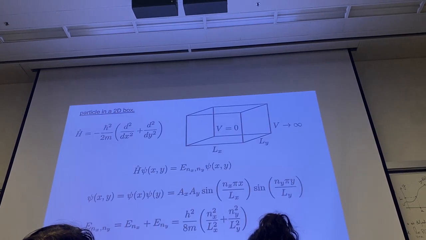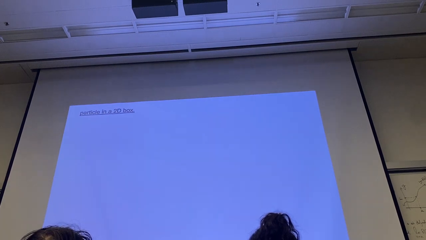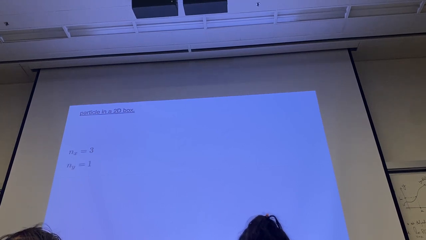Okay, so let's look at these two quantum numbers, because that's a little different from before. Previously we had only one, now we have two. So let's just fill out these quantum numbers, just some random choices, and see what we get, and calculate the energy. Let's see what we get if I choose nx to be 3, that's a valid solution, and ny to be 1.